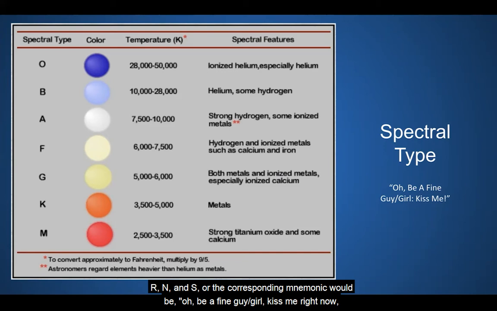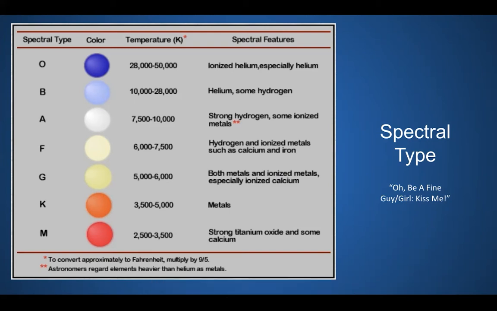The corresponding mnemonic would be, "Oh, be a fine guy/girl, kiss me right now, sweetheart." Then a class L was introduced, so I'm not sure what the updated mnemonic is now. Of course, you can make up your own if you're not a fan of this one. For the purposes of today, knowing O, B, A, F, G, K, M will be sufficient.